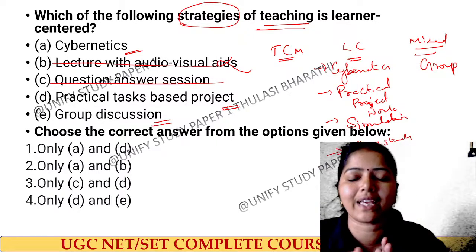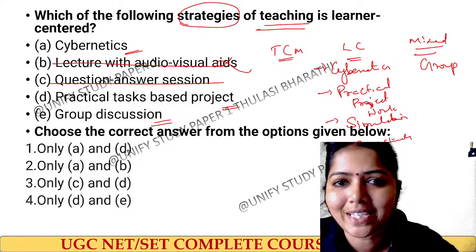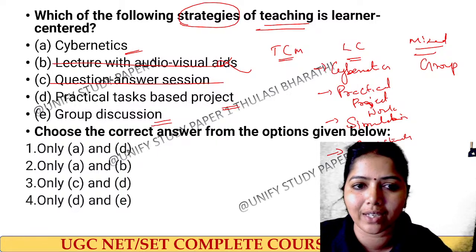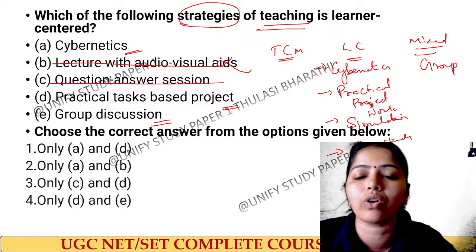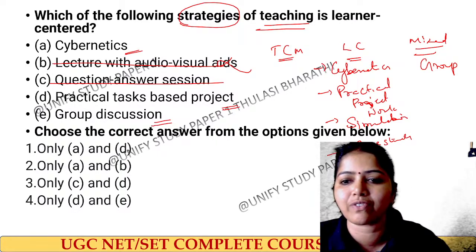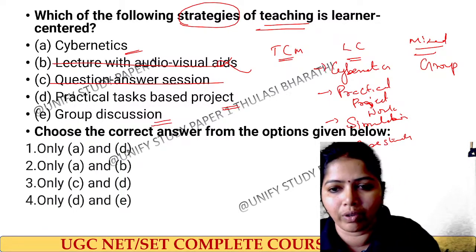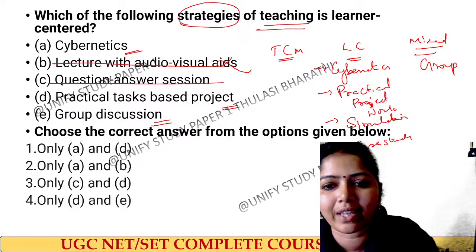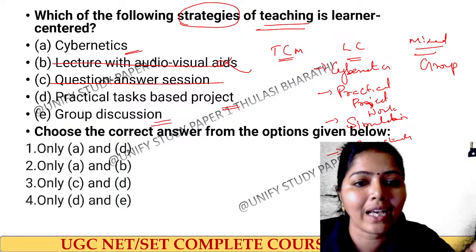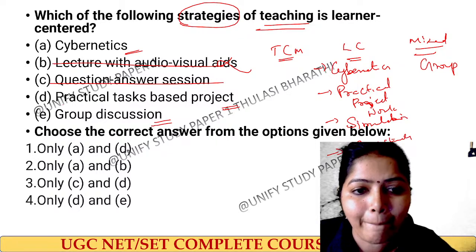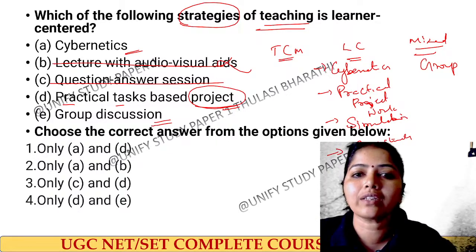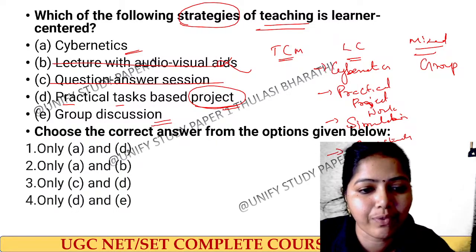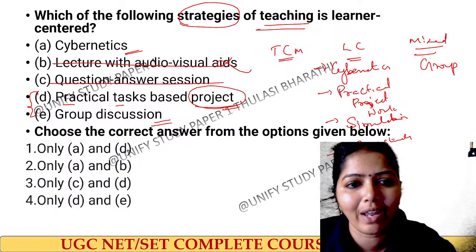Don't get confused, listen carefully. Learner centered means the learner will be more active. Cybernetics, we all know, is based on computer based instruction, where I'll be studying on my own. The learner will be oriented towards a goal, and the task will be given there. That is called cybernetics. Here lecture will not come, question will not come. In a practical task based project, the learner will be focused more on doing the project work. Group discussion, what is the difference between D and E? Why did you leave cybernetics?